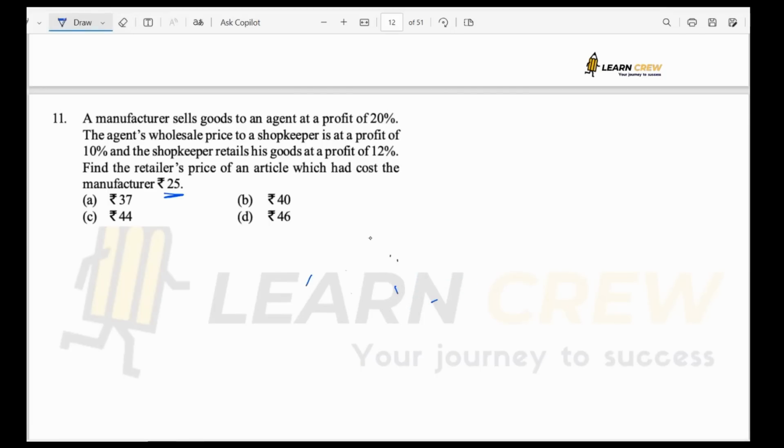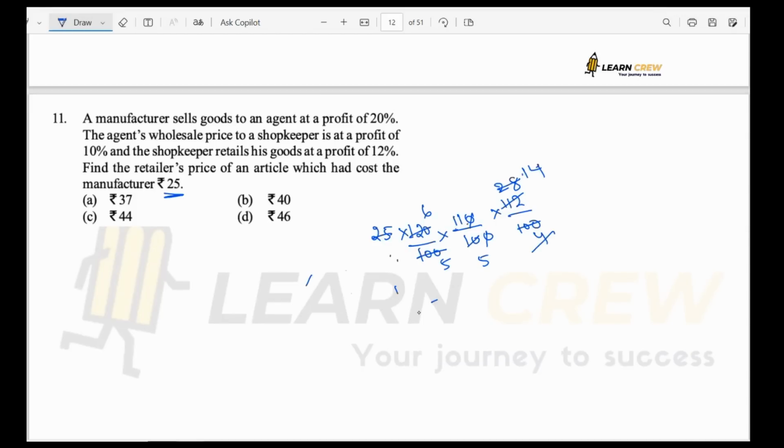So on 25, first there is 20%, so it becomes 120%. Again a 10% profit, so 110/100. Again a 12% profit, so 112 by 100. Yes or no? Now you can say 25 fours are 100 and 28 fours are 112. Now the 25s cancel. Now how much are you going to get? 2 5s are 10, and 2 14s.